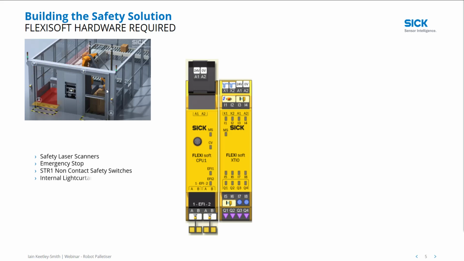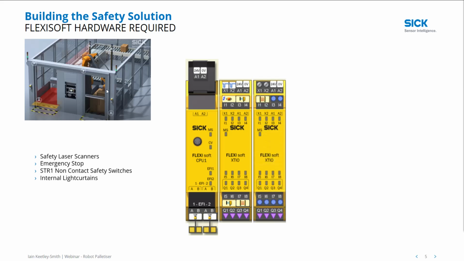We then have our internal light curtains. There's our internal light curtain on inputs 7 and 8, but we've got 2 internal light curtains. So we've now maxed out the XTIO card, and it's simple with Flexisoft because it's modular. All we need to do is introduce a new XTIO slice, put in our second light curtain, and we're fine now.